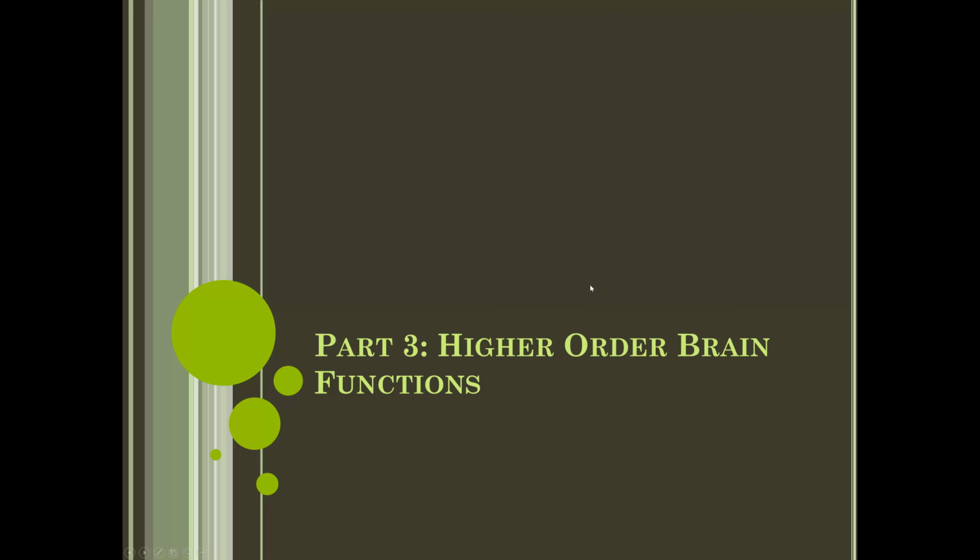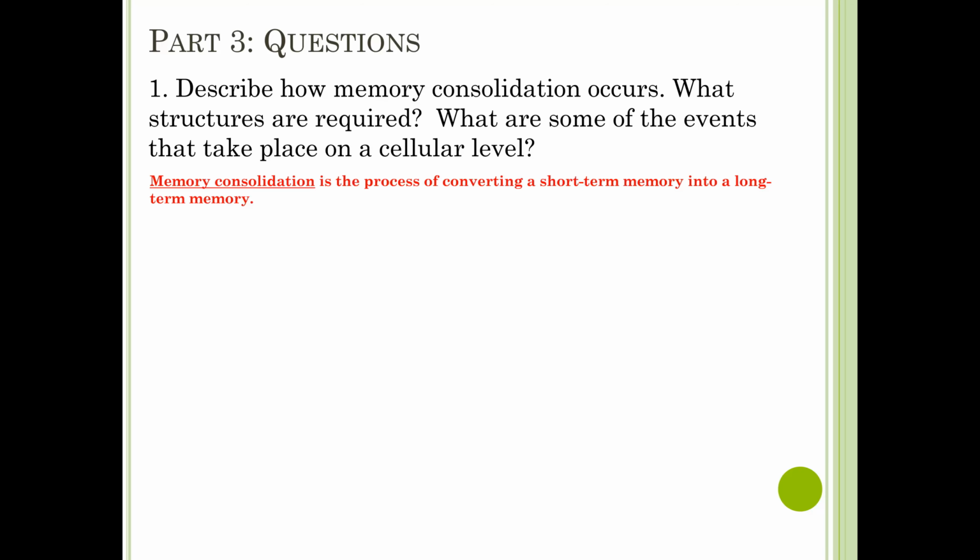Part 3, higher order brain functions. Number 1, describe how memory consolidation occurs. What structures are required? What are some of the events that take place on a cellular level?